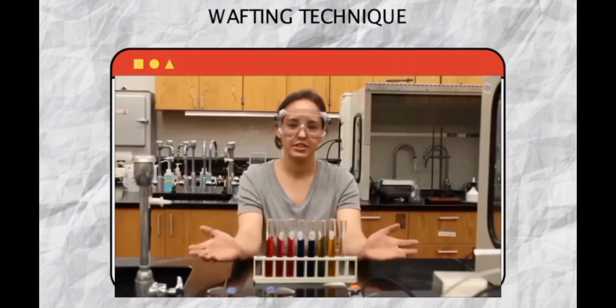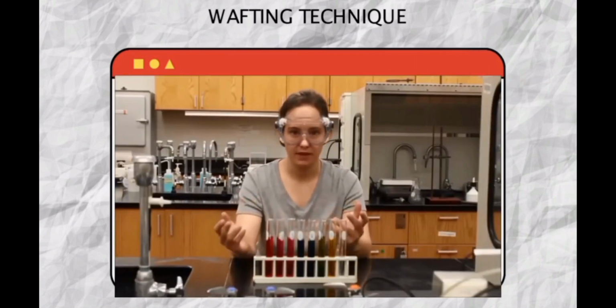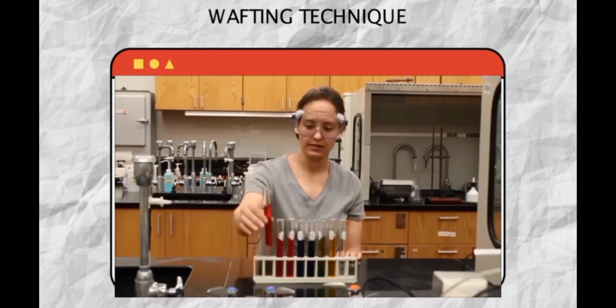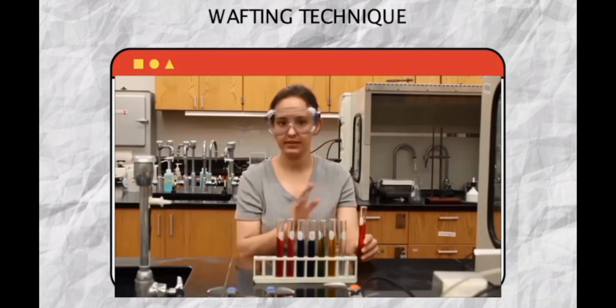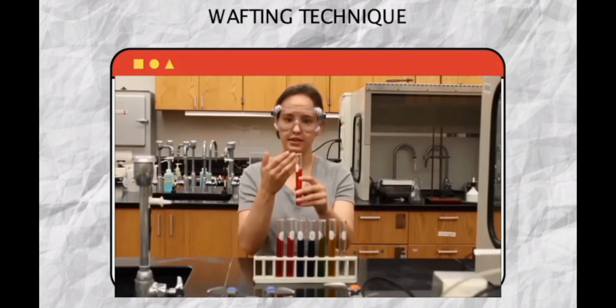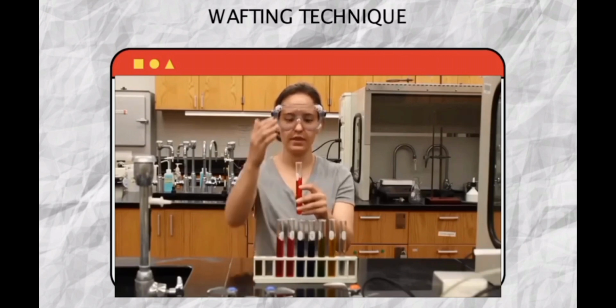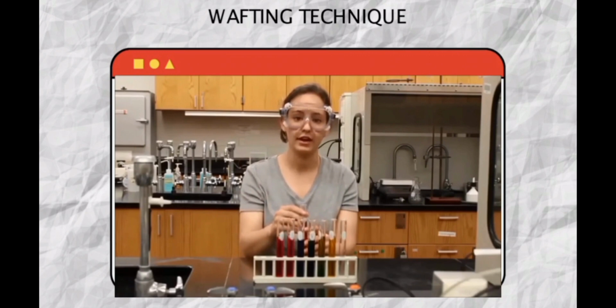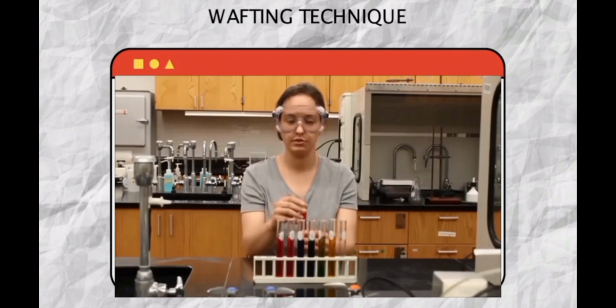So in this video, I'll just demonstrate really quickly how to waft vapors so that you can detect the odor of them. What you're going to do is take a test tube, keep it away from your face, take a deep breath in and hold it, and then bring the test tube to face level, about 6 to 9 inches away, and waft it towards your nose. You should be able to smell what's inside, but if not, you can move it a little closer to your face if you need to.